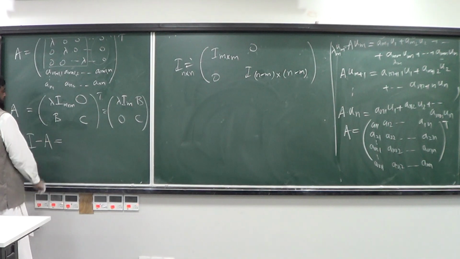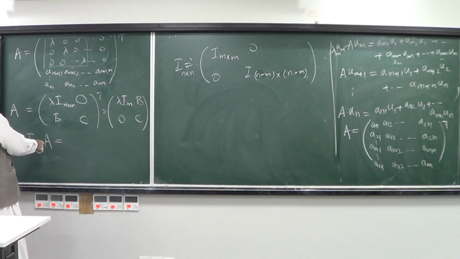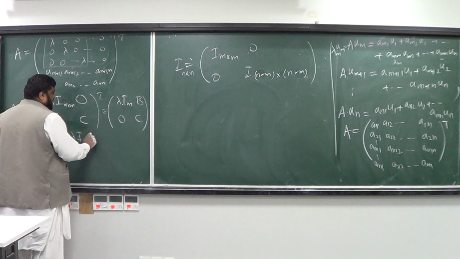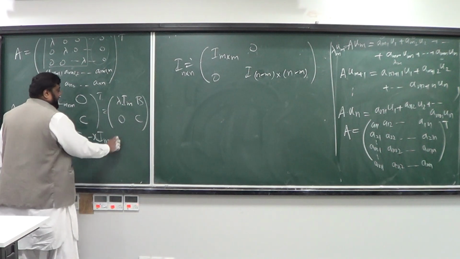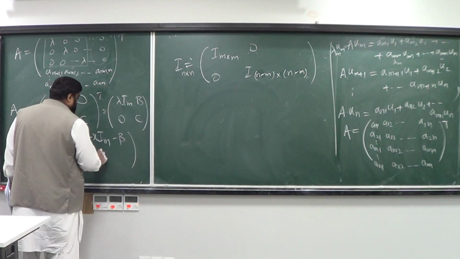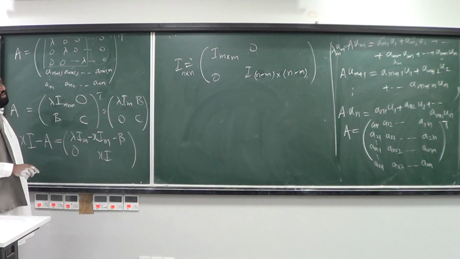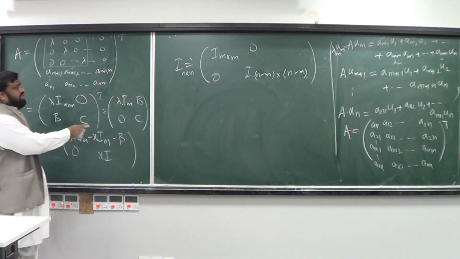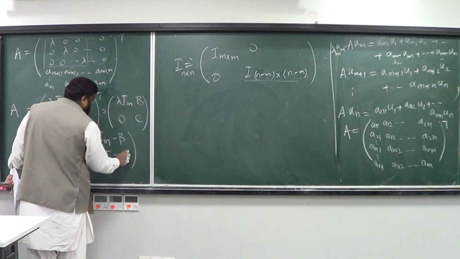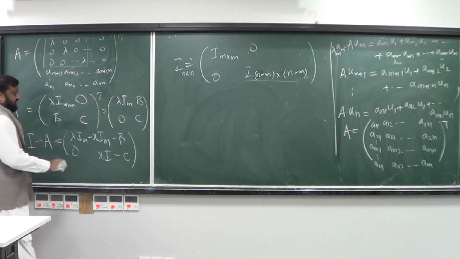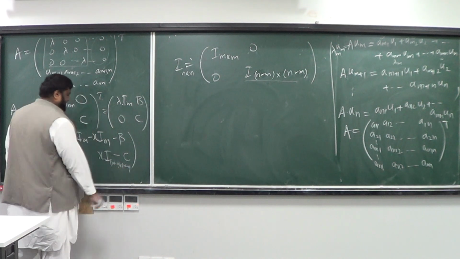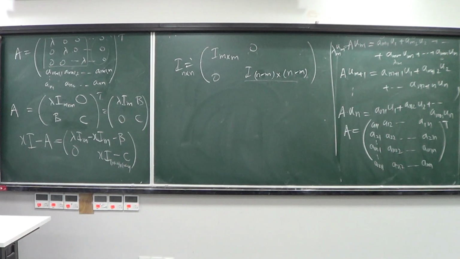So if you have this matrix, and you take xI and subtract A from it, what you're going to get is lambda Im minus xIm, and this is going to be negative B, this is going to be 0, and this is going to be xI, the identity of order n minus m, I'm just keeping it I, minus C. If you wish, you can put the order n minus m by n minus m, it doesn't matter. This is what you're going to get.